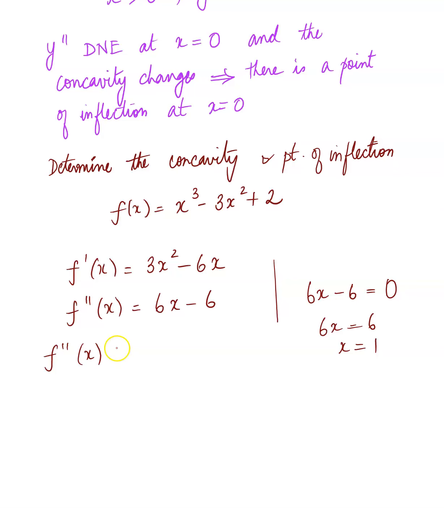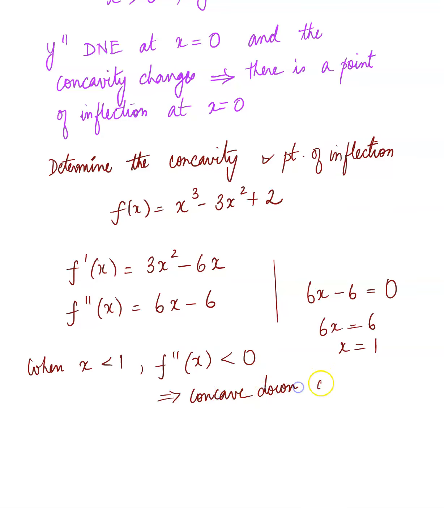So I can say when x is less than 1, see what happens to f double prime. When x is less than 1, choose some value less than 1. You can choose 0 because that's an easy one. So 6 times 0 is 0. 0 minus 6 is negative. So when x is less than 1, we get that the second derivative is negative, which implies concave down on, and please write the interval, because it's less than 1, so negative infinity all the way to 1.